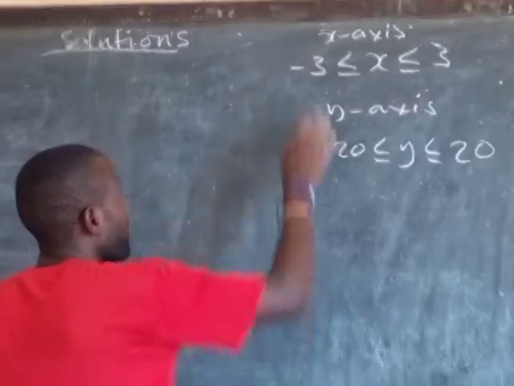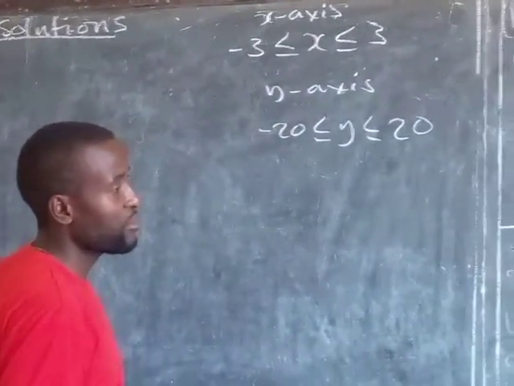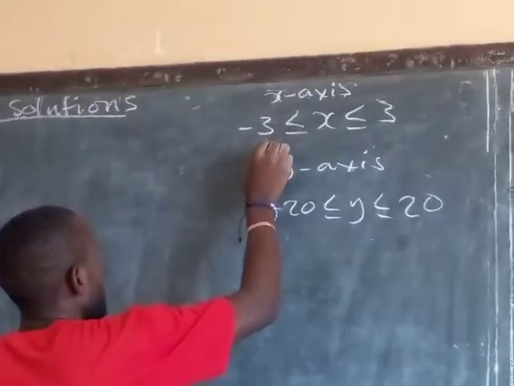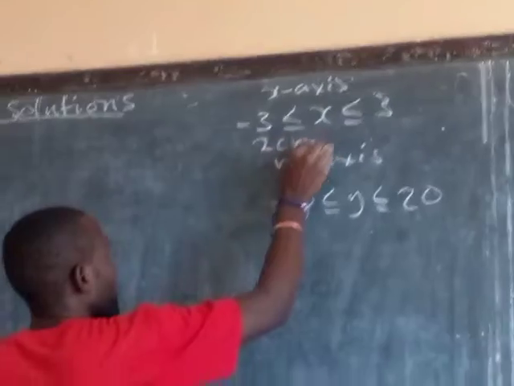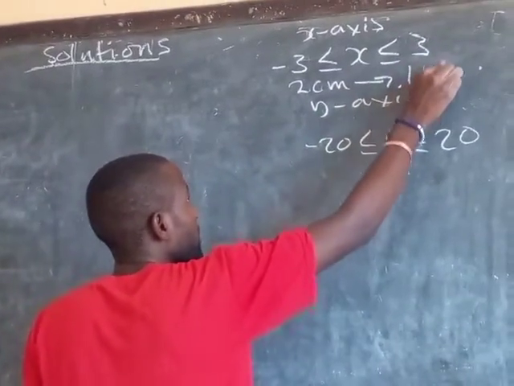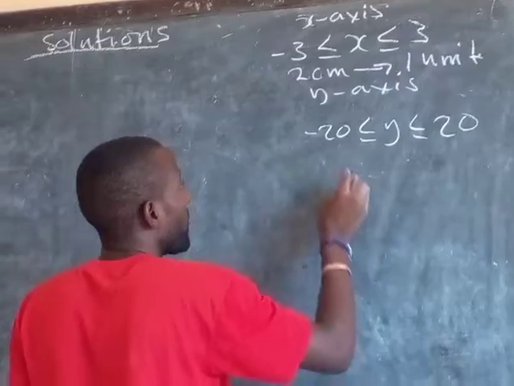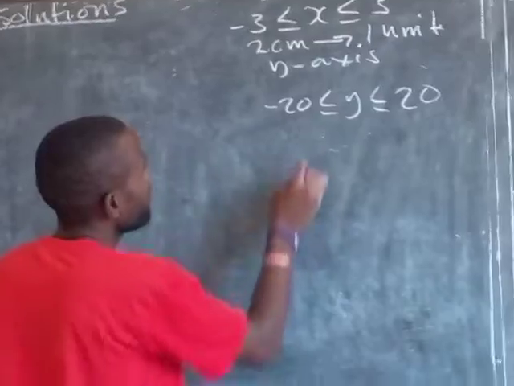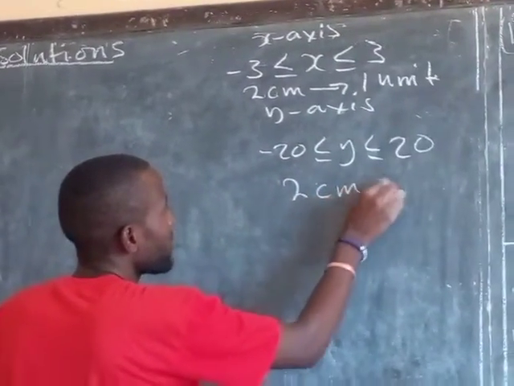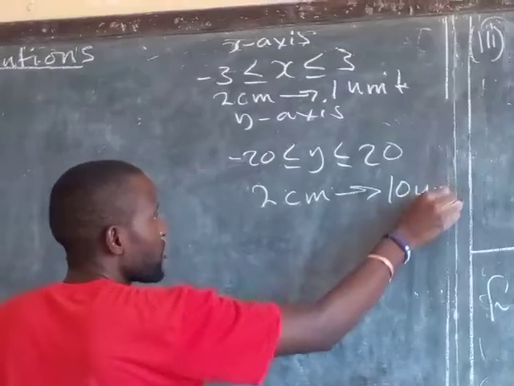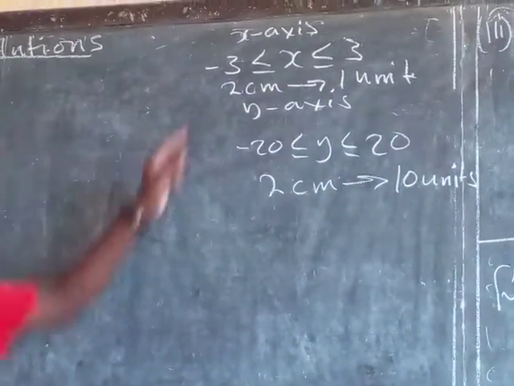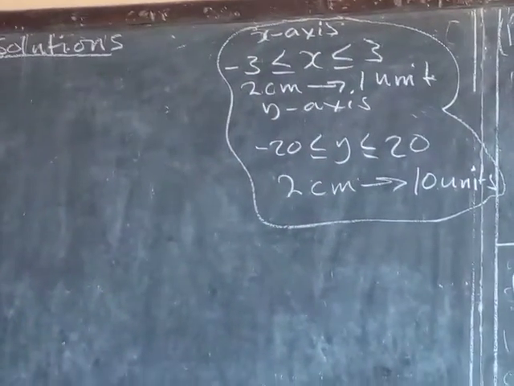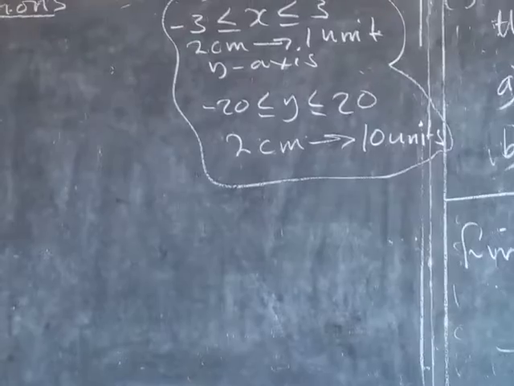And I'm told that on the x-axis I should use 2 cm to represent 1 unit. On my y-axis I'm told 2 cm to represent 10 units. So these are the scales, and this is the most important information. This data you should have with you if you are going to draw an accurate graph. So now let's draw our graph here.